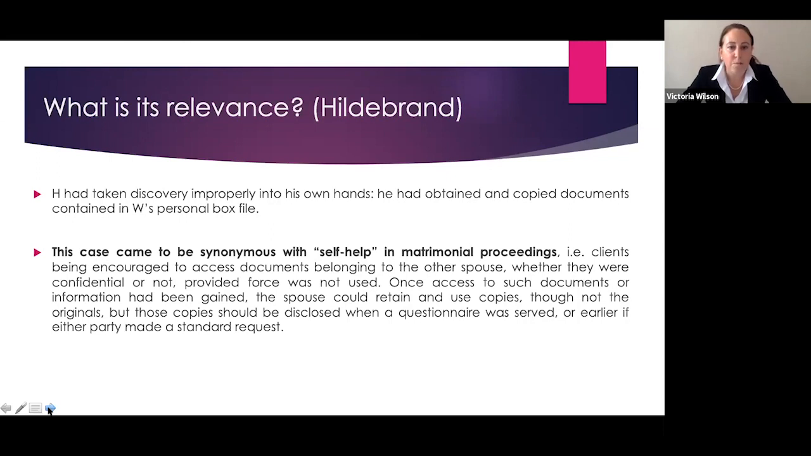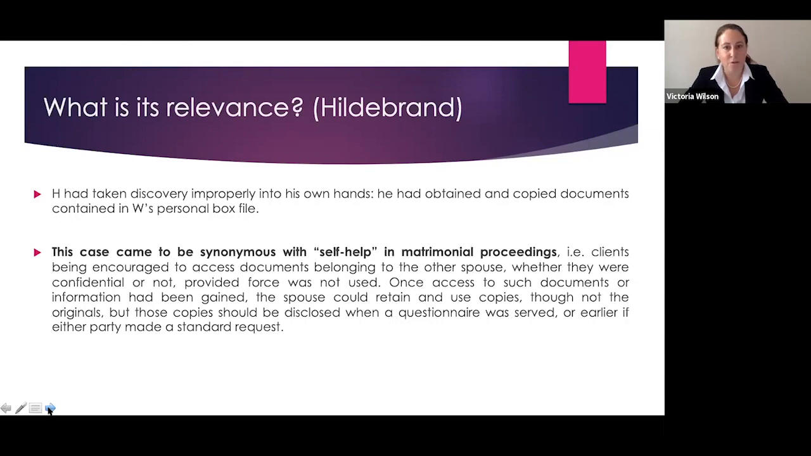This is a case where the husband went snooping around and copied documents contained in the wife's personal box file. For the next 8 years or so in money cases, this case came to be synonymous with self-help, as you can see it's termed here. And the accepted practice was clients were encouraged to access documents belonging to the other spouse, whether confidential or not, provided that force was not used. Once they'd got hold of such documents, they could retain and use copies, not the originals, they had to give them back to the other side. So this whole culture of self-help evolved in the family courts for a good 8 years.